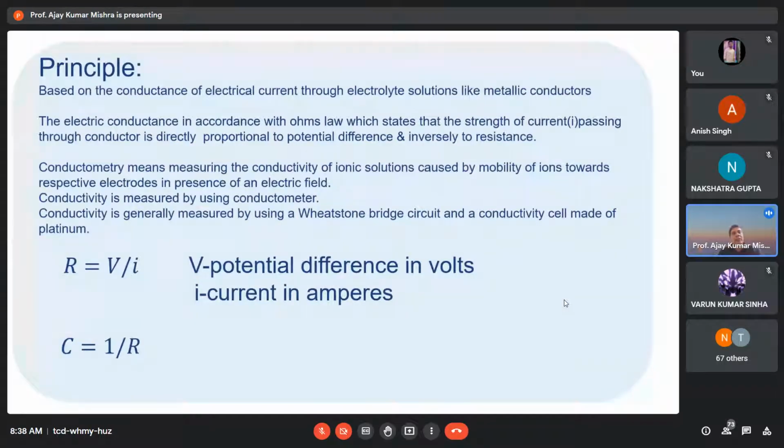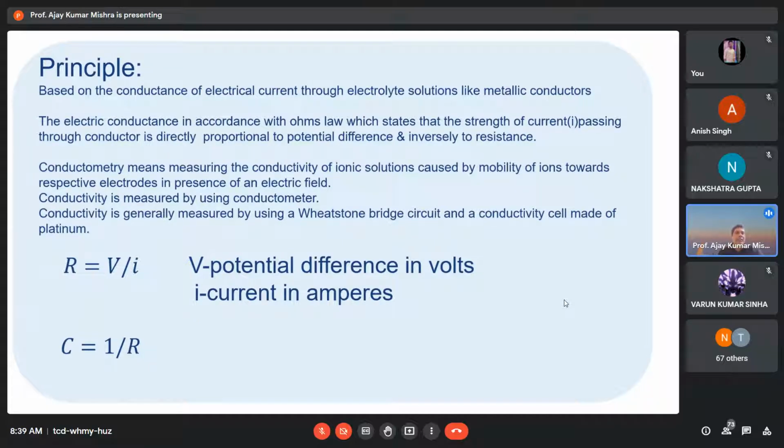Once you come to the principle, you can already see V is equal to IR, where V is the potential difference and I is the current. This is the concept: how you get the conductance is through the electrical current flowing through the electrolyte solution. That is the basic way to see it. That is why I was giving you the example of the rod, a metallic conductor, where particles transfer the energy to the next one, and that's how you feel it right there.